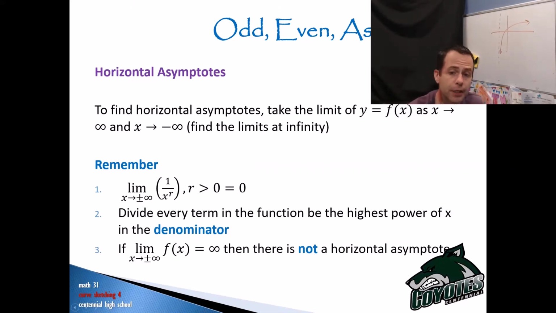And then 3, if the limit is infinity, that means there is no limit and there is no horizontal asymptote. So if as x approaches infinity, y approaches infinity, that's not an asymptote. Or as x approaches infinity, y approaches negative infinity, it's not an asymptote. Y has to be approaching a particular number in order for it to become an asymptote. So the limit actually has to exist.